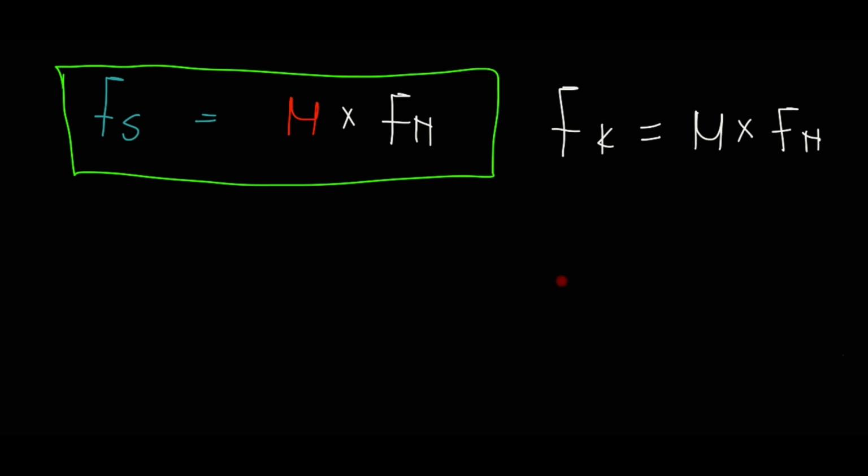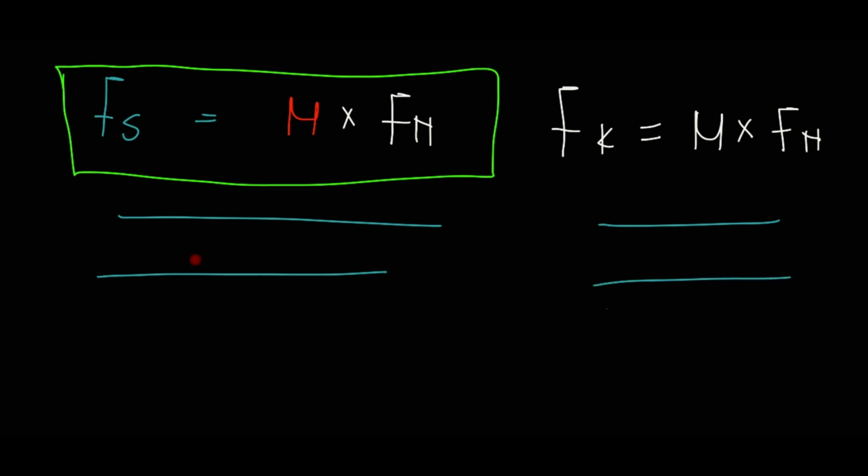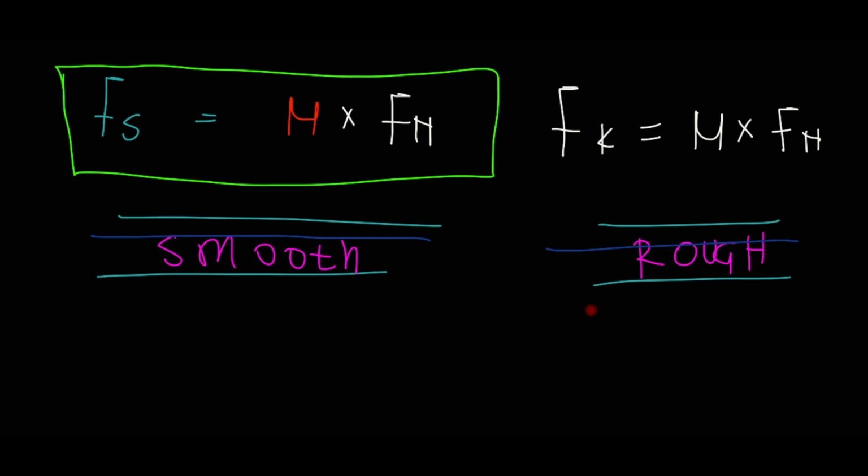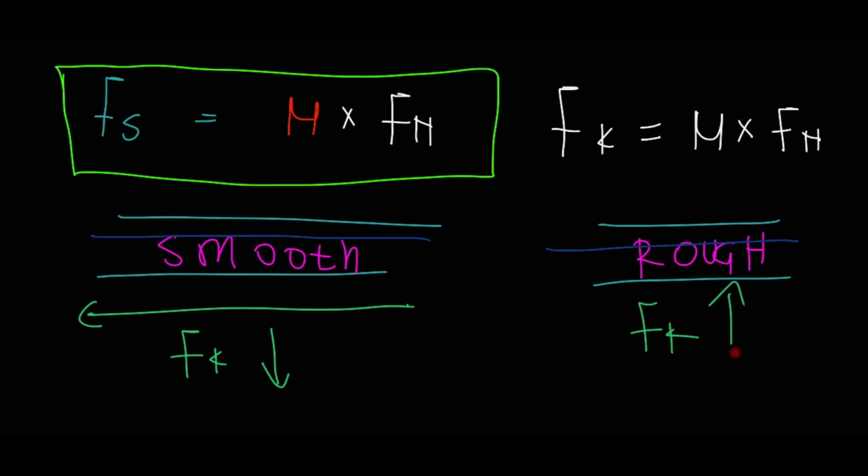Let's say for example we have two paths. Let's say we have a smooth surface, and this one is a rough surface. And then let's say we move an object here, and we move an object here. Because we have a smooth surface, this object will move very easily. So the frictional force for this object will be small. But because this one is a rough surface, the frictional force will be high.